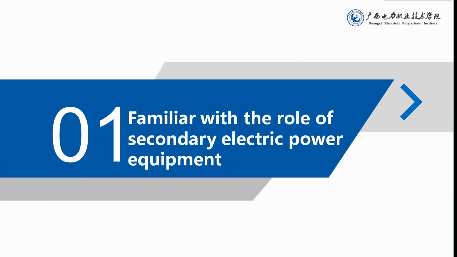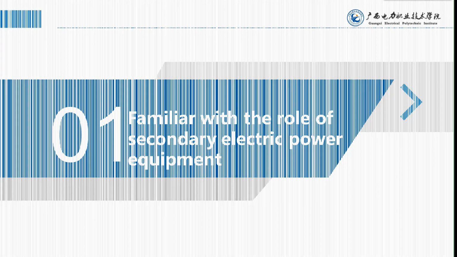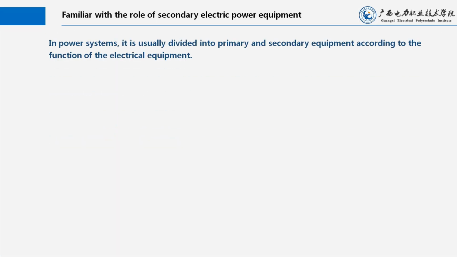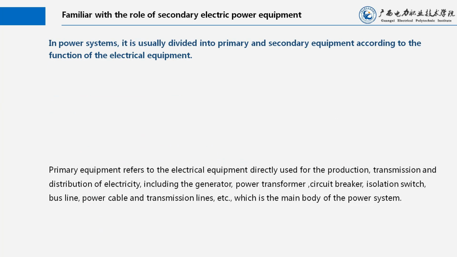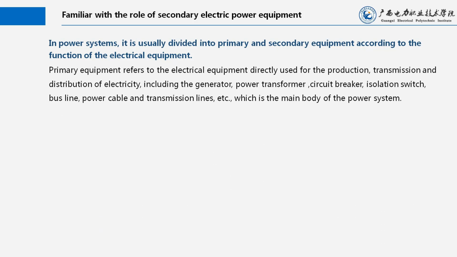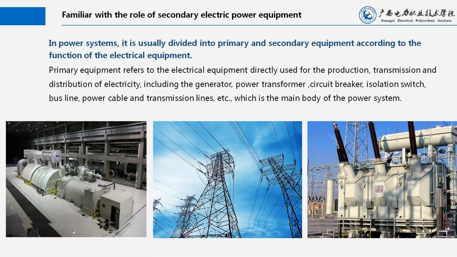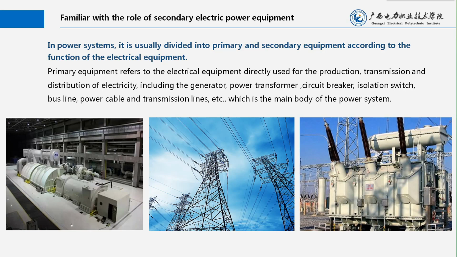One. Familiar with the role of secondary electric power equipment. In power systems, it is usually divided into primary and secondary equipment according to the function of the electrical equipment. Primary equipment refers to the electrical equipment directly used for the production, transmission and distribution of electricity, including the generator, power transformer, circuit breaker, isolation switch, bus line, power cable and transmission lines, etc., which is the main body of the power system.